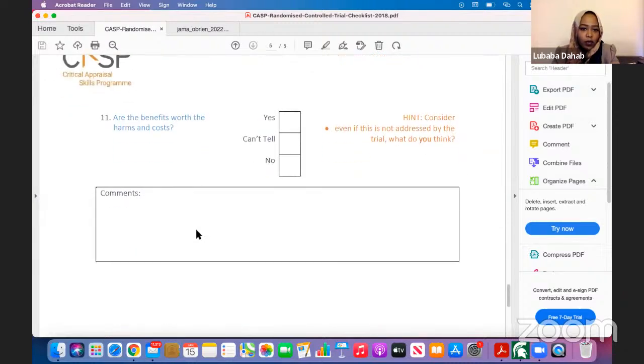The last question, number 11, is: are the benefits worth the harms and costs? I think this is a subjective kind of assessment. In my opinion, COVID is a new disease, and every effort to understand the process, how to prevent it and how to treat it is worth the effort and the harm. Gladly there are no harms, but as for the cost, I think it's worth the cost to do anything regarding COVID to understand it.